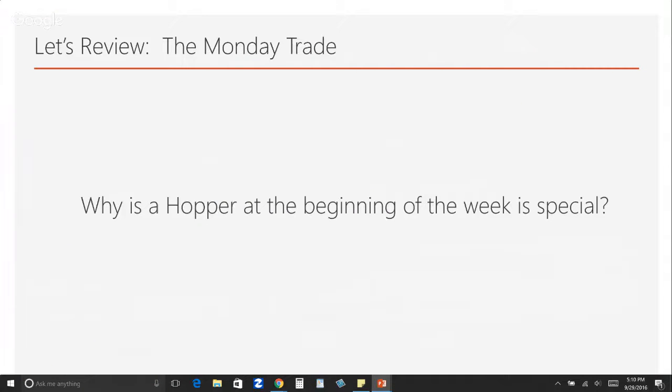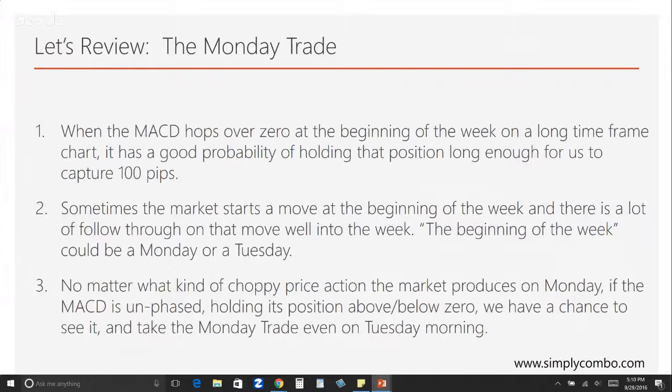So before we move on to the next segment, let's just quickly review the Monday trade. Why is a hopper at the beginning of the week special? That was a pop quiz. That was a question to make you think.